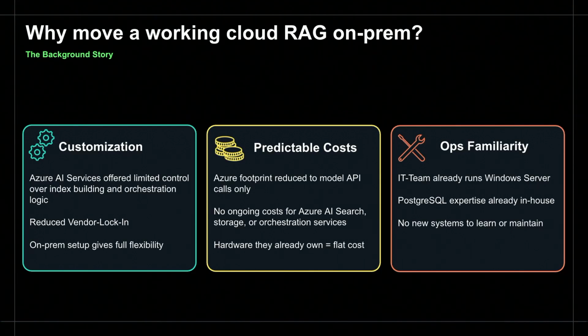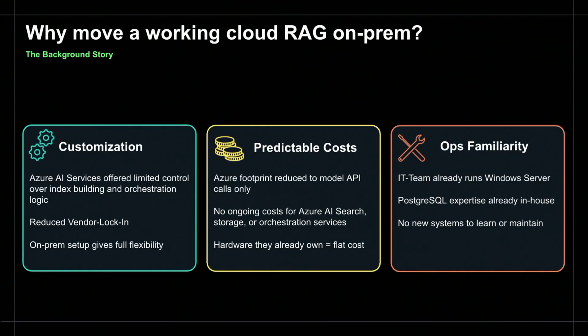The second reason is predictable costs. Having the local solution reduces the costs that are needed for Azure, because the Azure solution includes Azure Search, Azure Blob Storage, and additional services for running the orchestration. And here, we were able to reduce the costs by using the hardware that the client already had.